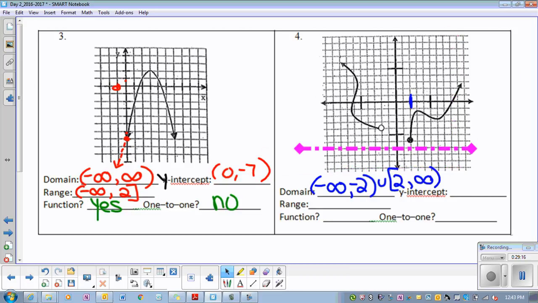Now, what about the range? Do I have an arrow going down? No. So this doesn't go down to negative infinity. I'm coming up from negative infinity, and my graph starts right there. What y number is that? Negative 6. It's a closed circle, so we need to use a bracket. And then we keep going.